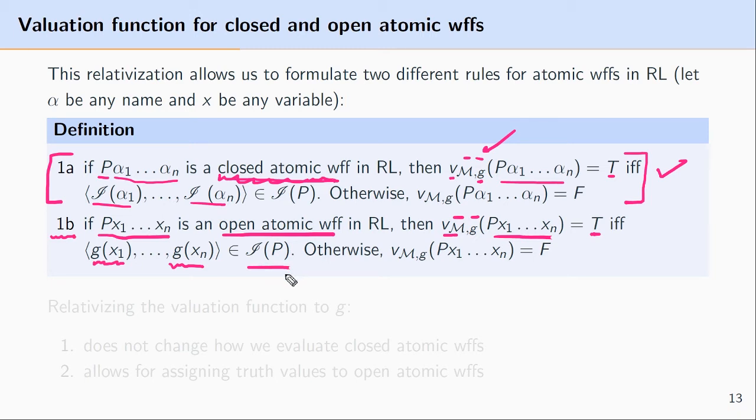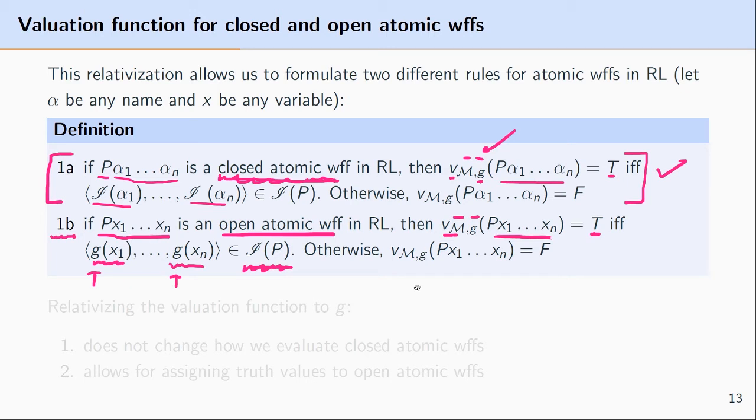Let me put this a little bit more simply. Remember that the variable assignment G takes a variable and assigns it an object or referent. And so if the object is in the extension of the predicate P, then the formula is going to come out as true. If it's not in the extension, then it will come out as false.